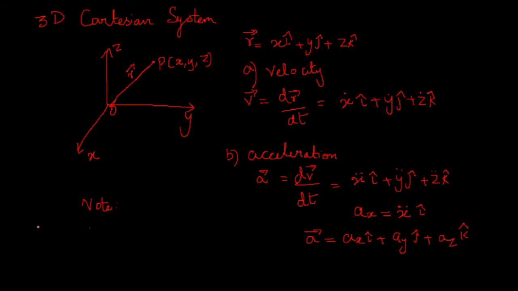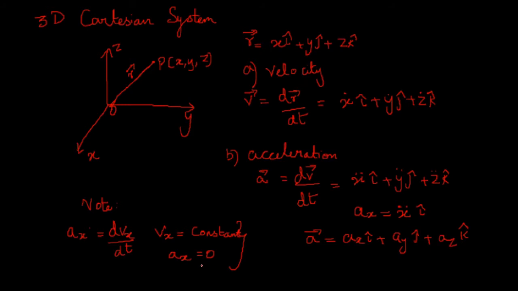So what is the note I have to give over here is, since we know ax, that is acceleration in the x direction, can be written as dvx by dt, if your velocity is a constant, then your acceleration will be equal to 0, because differentiation of a constant is 0. So if your velocity is a constant, then your acceleration in the respective direction would be 0.